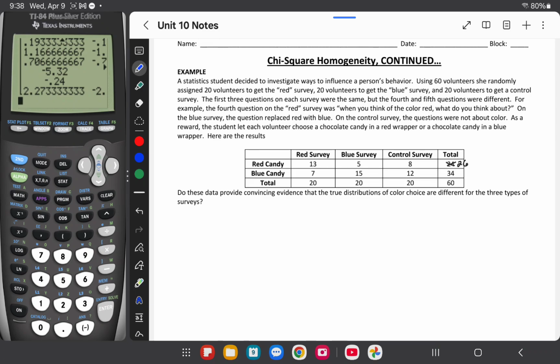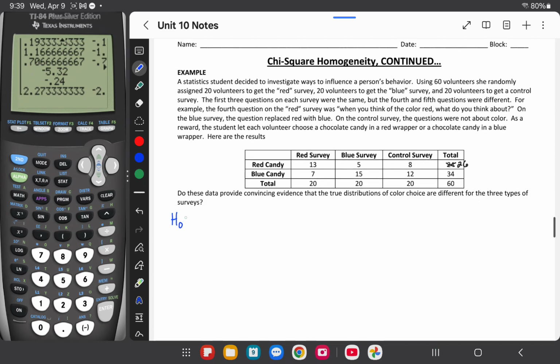So for this example, a student decided to investigate the ways to influence a person's behavior. Essentially, they split the volunteers up, gave 20 red surveys, 20 blue surveys, and 20 control surveys to the volunteers. The questions were worded a little bit differently, and then at the end of the survey, they had those people choose whether they wanted a red candy or a blue candy to see if the surveys at all influenced their choice. So, for our significance test, does this data provide convincing evidence that the true distribution of color choice is different for our 3 types of surveys?